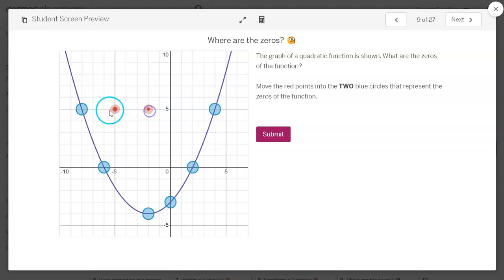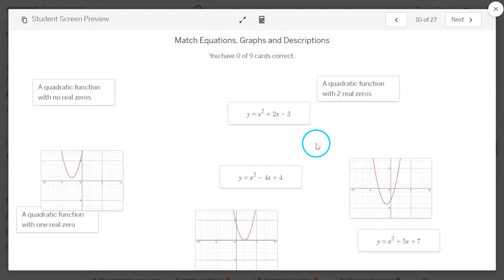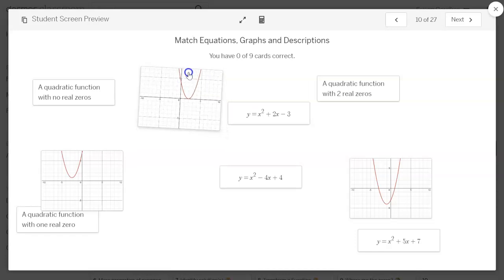They're going to grab these red points and they're going to place them on the graph to show where the zeros of the function are, and then they will submit. If it is correct, an image will appear to confirm their answer. All right, here we have 3 different quadratic functions. We have the graphs, we have the equations, and then we have some descriptions. And this has to do with the zeros of the function. This is also self-checking. It will tell them when they get all of their cards correct.